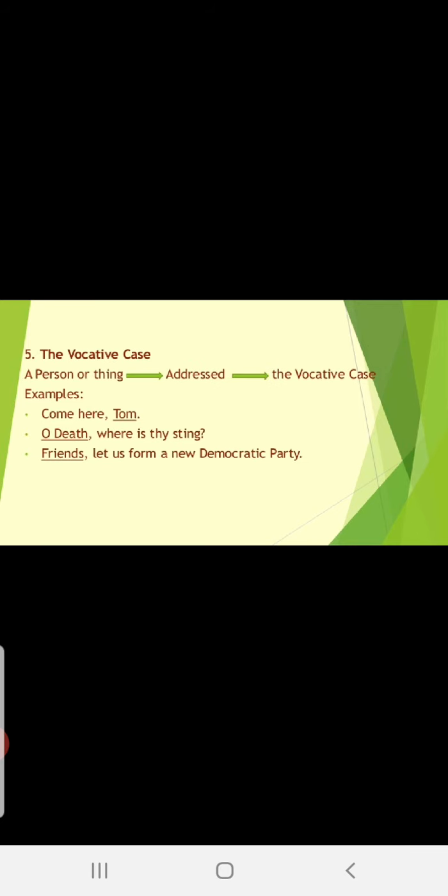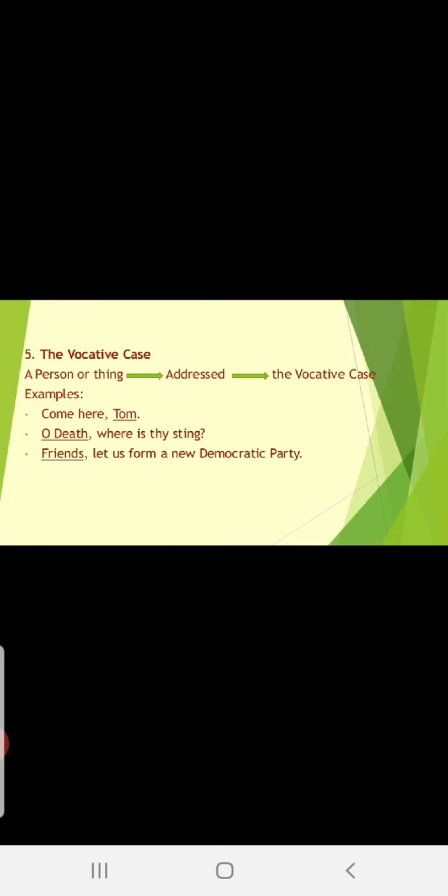Next. The vocative case. A person or thing addressed. The vocative case. Come here, Tom. Come here is normal addressing. Who is called here? Tom is called. O death, where is thy sting? Means, O death, where am I tied to? We are remembering the death. Completely third person. Fine. O death, still we are connecting. The vocative case is addressing.